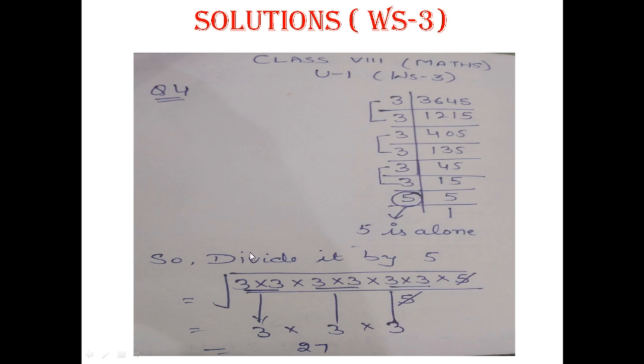Now, what will you do? You will divide this number by 5 like this. Write all the prime factors here and then divide by 5. When we divide all these prime factors by 5, you will get the pair of these two threes, pair of these two numbers, pair of these two numbers. To find the square root, you will get only one 3 here, then one 3 here, then here. After multiplying these three numbers, you will get your answer, and your answer is 27.